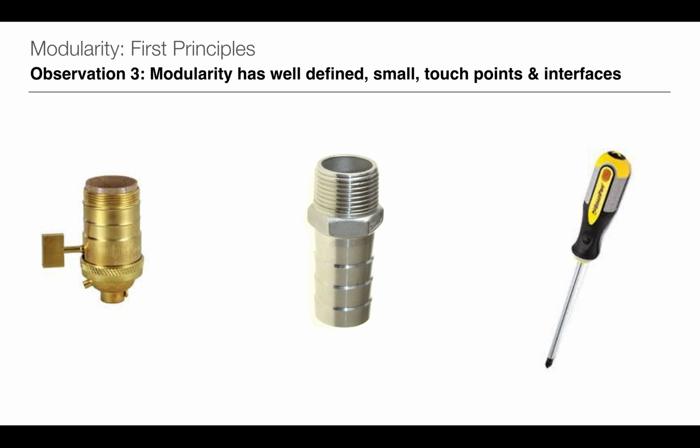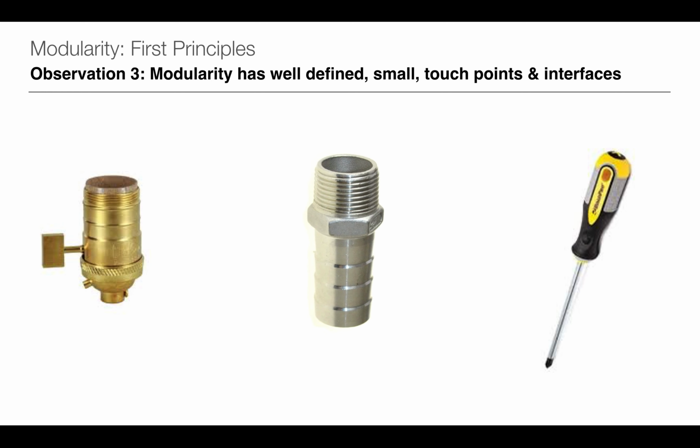The third observation is that modularity has well-defined small touch points and interfaces. For instance, think about how all these different modular systems come together. Whether it's the light socket, the plumbing socket, or the screwdriver, they all have standard connections, which are generally very small surface areas given sometimes the size of the other modular systems.